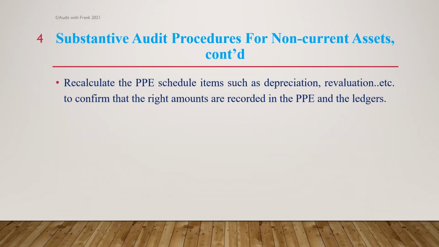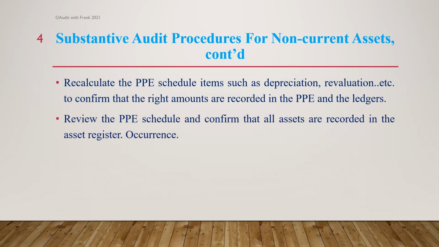The other tests, we can recalculate the PPE schedule. In that schedule, there are many items you can recalculate, like depreciation, like revaluation, and many others. You can re-add, you can subtract again and see whether everything is correct. You look at the rates they have used, whether they are the correct rates, and you are arriving at the same amounts as they have. If you find that the amounts are different, that means the accounts may not be accurate.